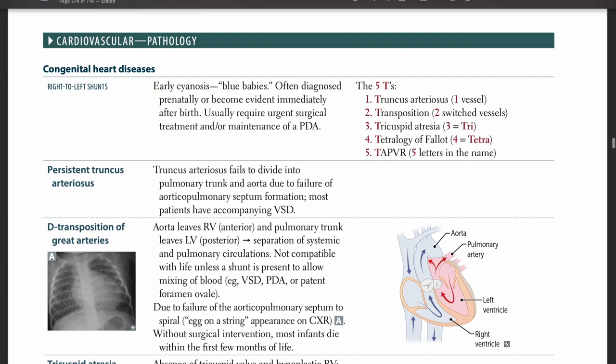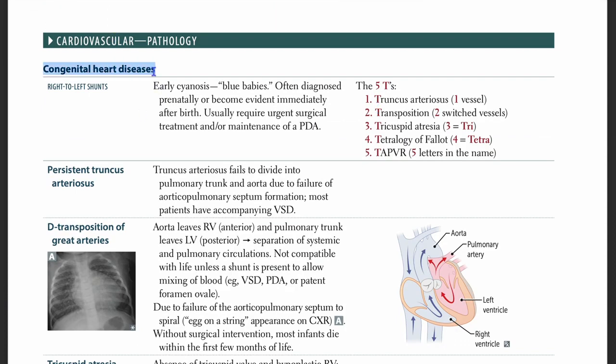We're on to pathology now. We're going to do the shunts. So, congenital heart disease, right to left shunts. These are easy to remember because they correspond with the numbers 1, 2, 3, 4, and 5. So what are right to left shunts? It's early cyanosis or blue babies, often diagnosed prenatally or evident immediately after birth, usually requiring urgent surgical treatment and/or maintenance of PDA.